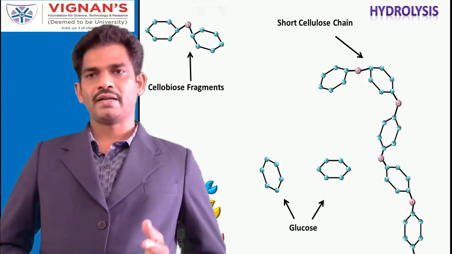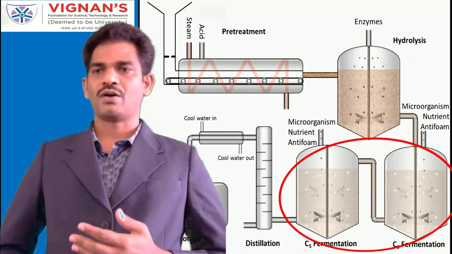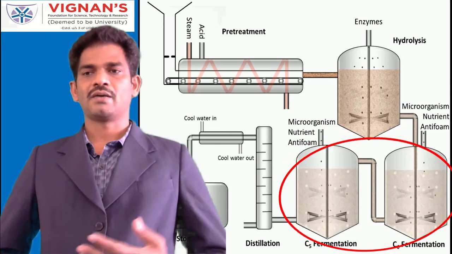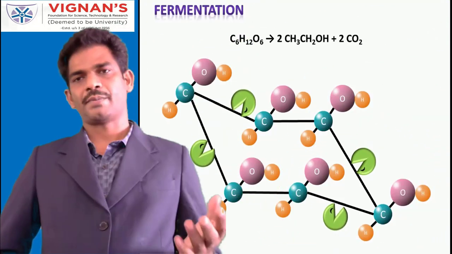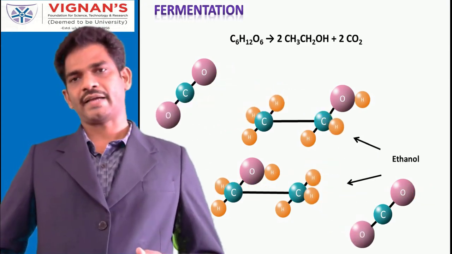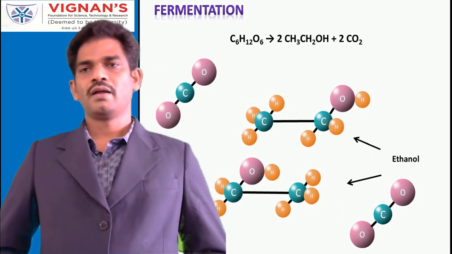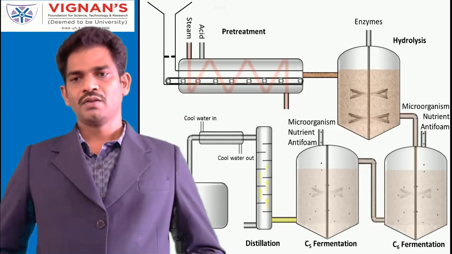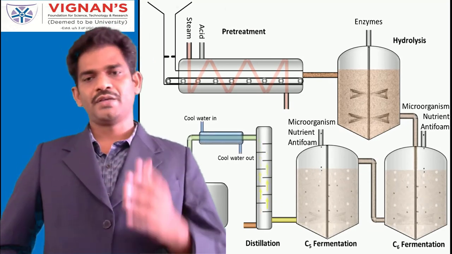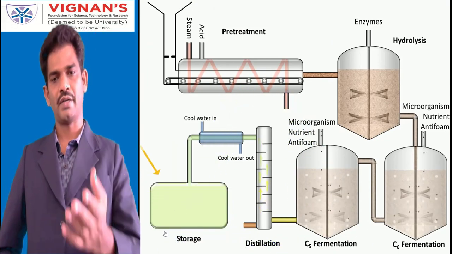Now the liquid can be pumped from the hydrolysis tank into a fermenter, where you can add the inoculum, that is the yeast, and provide the nutrients and antifoaming agents for running the fermentation process. During the fermentation process, the yeast cells release the enzymes which catalyze this reaction. They convert 1 mole of glucose into 2 moles of ethanol, and it also produces 2 moles of CO2. Once fermentation is completed, your product is ready. The ethanol can be recovered by the unit operation, that is the distillation process. Then the recovered ethanol, you can store here.